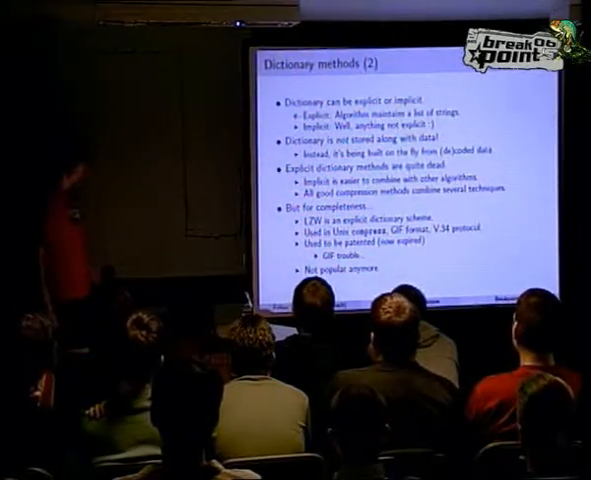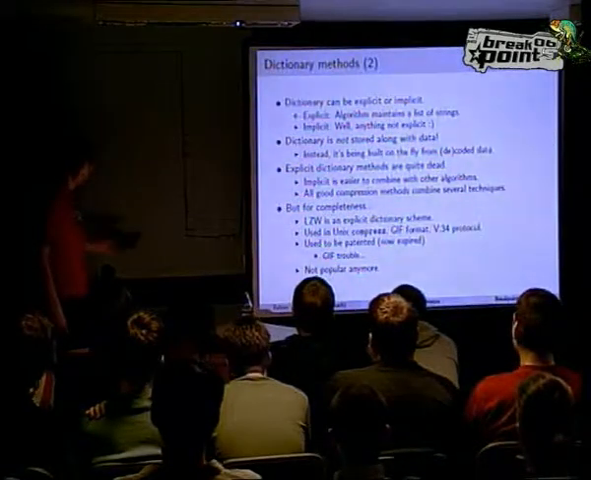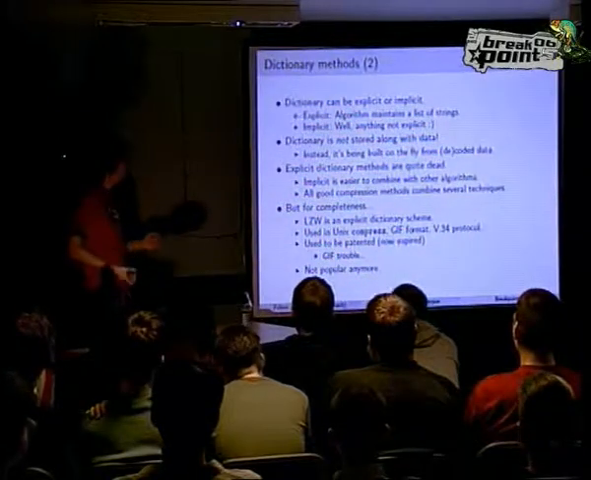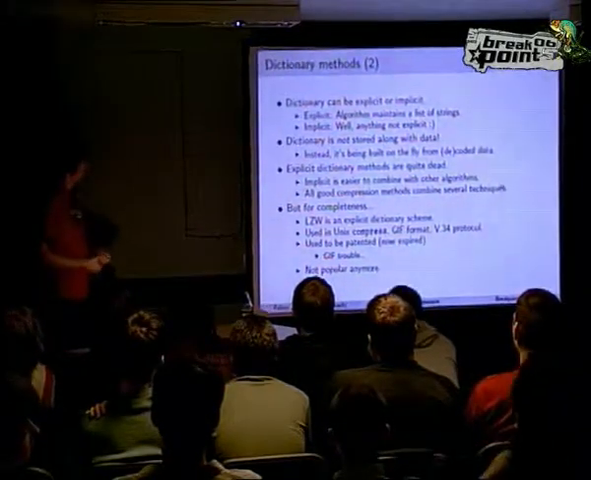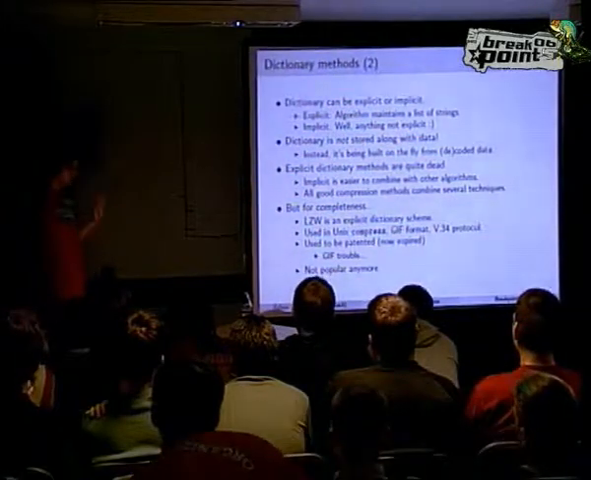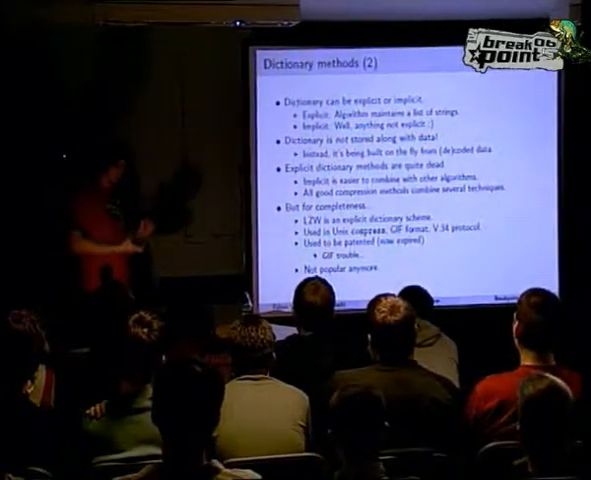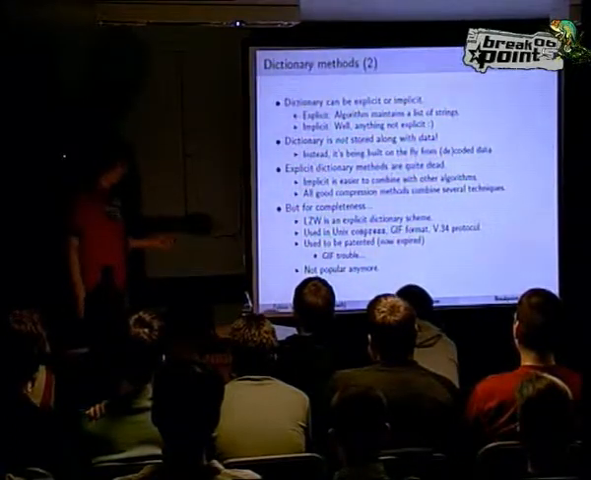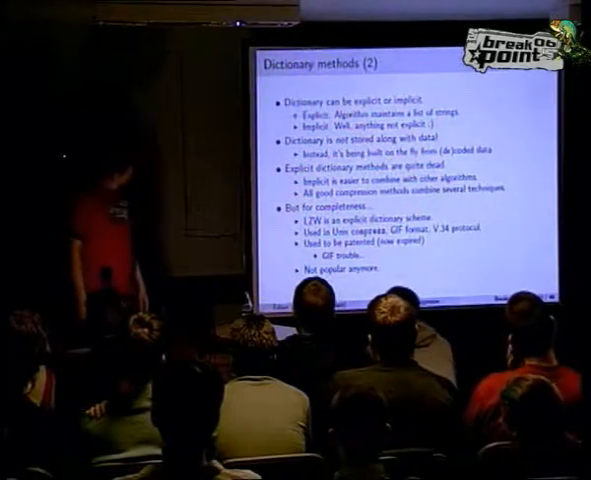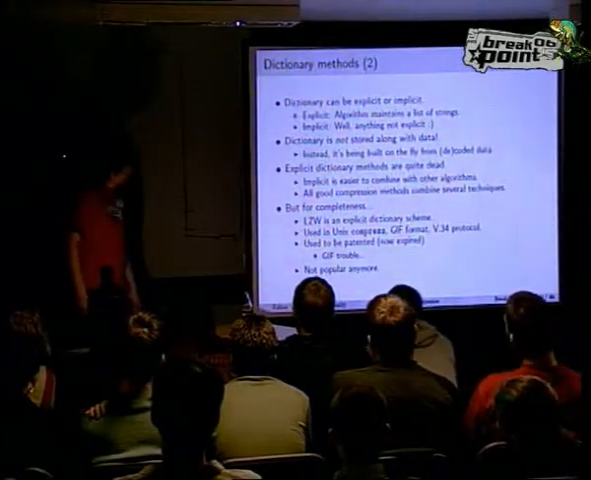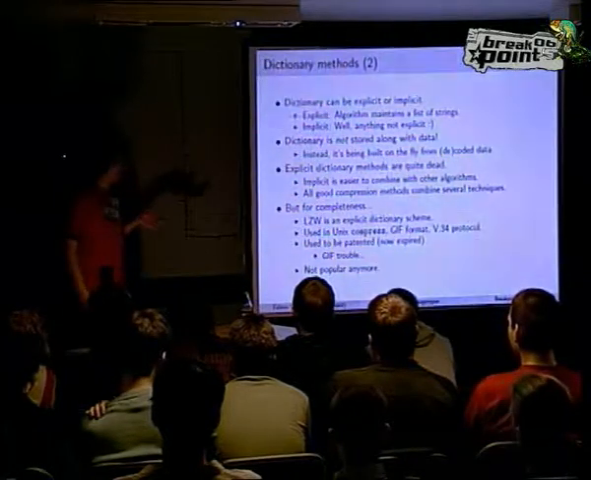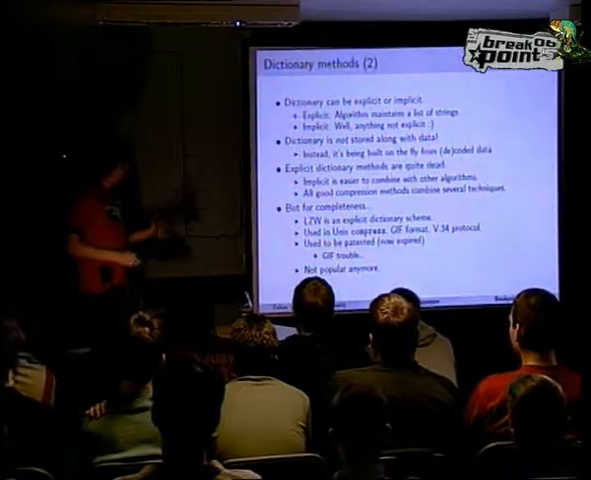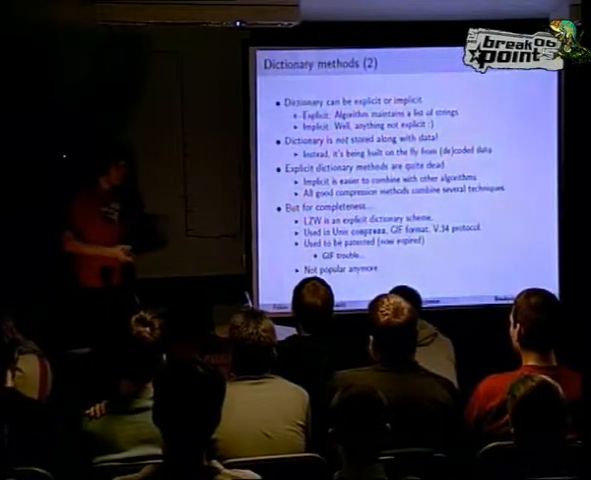But for completeness on explicit dictionary methods, for example, LZW, Lempel-Ziv-Welch, is an explicit dictionary scheme, which is used in, for example, the Unix compress tool, which no one uses anymore, the CompuServe GIF file format, and the modem V.34 protocol, and so on. This used to be patented, which was a lot of trouble in the last few years with, for example, GIF files you had on web pages. The patent is now expired, but this patent basically nails shut the coffin of explicit dictionary schemes, because they didn't have the pack rate you would get with other techniques, and now with the patent trouble, no one used them anymore, so they're basically not popular anymore.